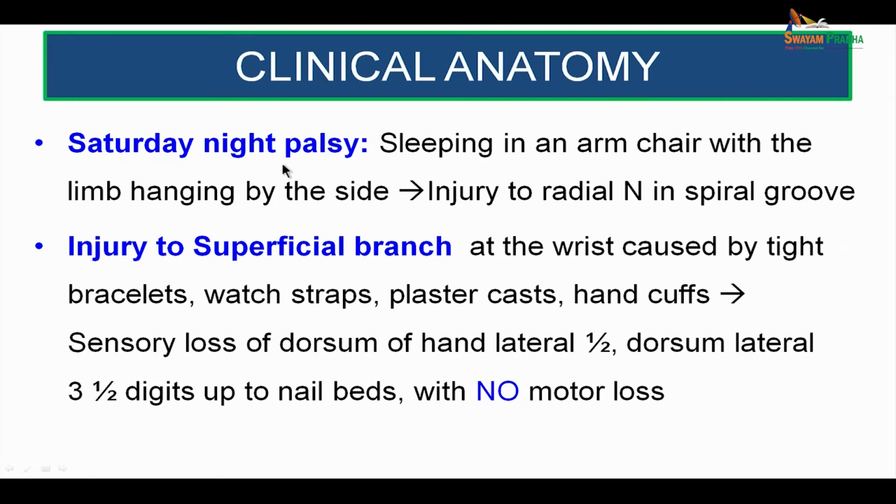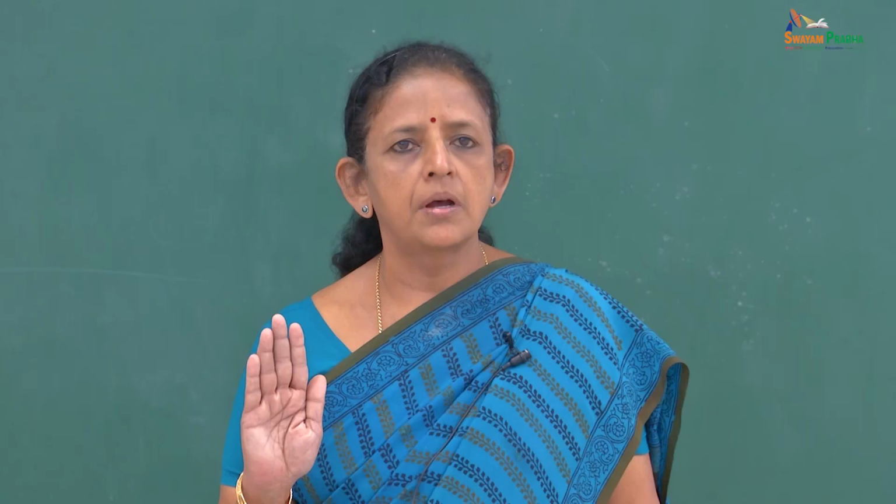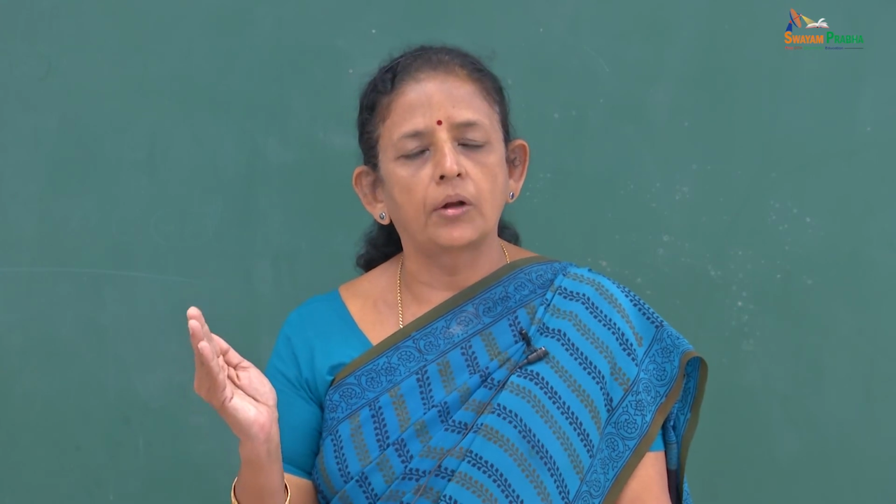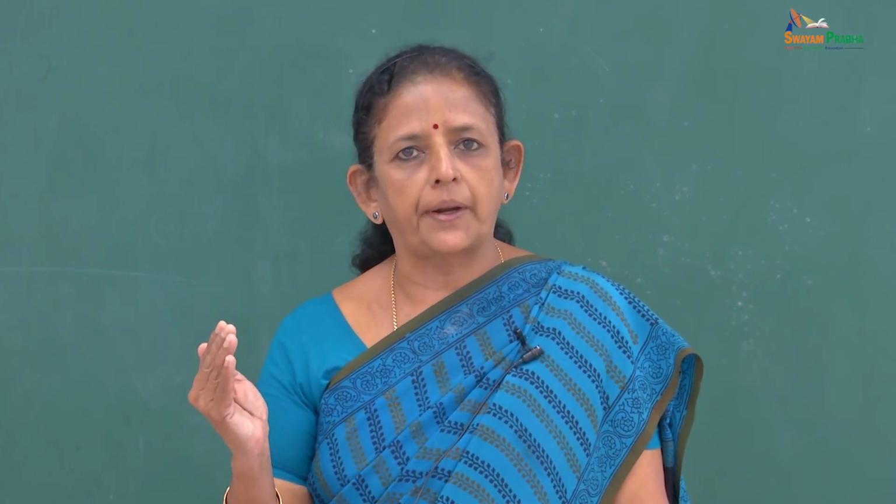Coming on to Saturday night palsy, that was the clinical condition that we discussed in the beginning. So, now you get an answer to your question. Here the man sleeping in the armchair, the limb hanging by the side, causes the injury to the radial nerve in the spiral groove. Here the nerve is very much against the bone, and so it affects all the muscles which are supplied.